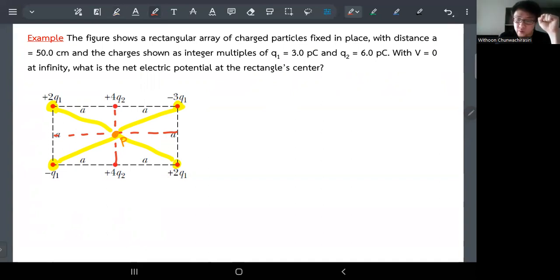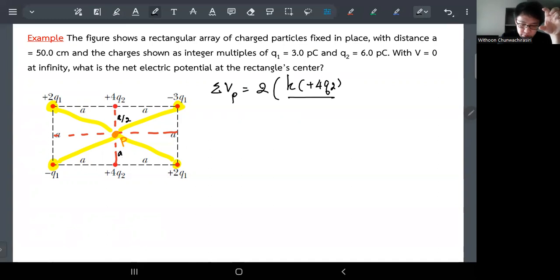So the net potential at point P comes from only those two charges at the top and the bottom. So it's going to be 2k times positive 4q2 over a over 2, a over 2. That's it. Is it good? It's very quickly done to be 16kq2 over a. And you're done.